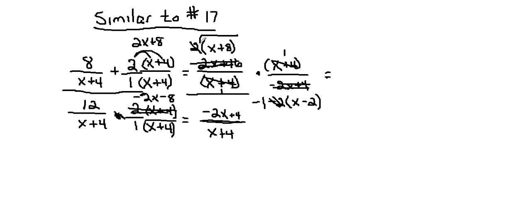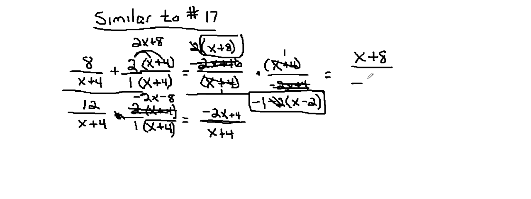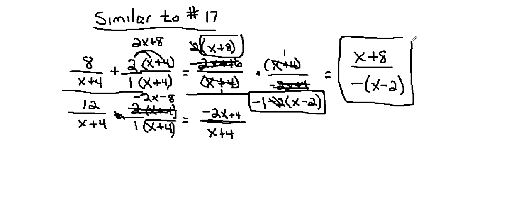So I've got a final answer here of this x plus 8 and this negative 1 times x minus 2. So when I write this, you know, I've got options here. I could write this as x plus 8 over, I could distribute that if I want, or you could write it as negative and put it as x minus 2. If you distribute the negative across, that would be fine as well, but either way, they're equivalent. So that's my answer for number 17.